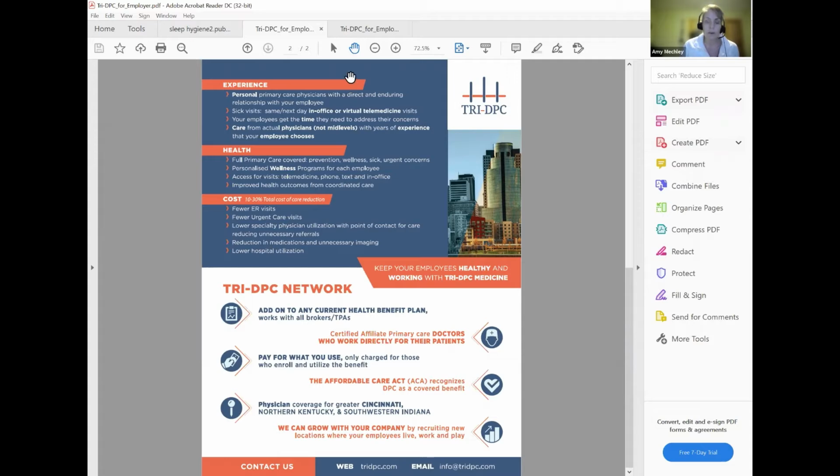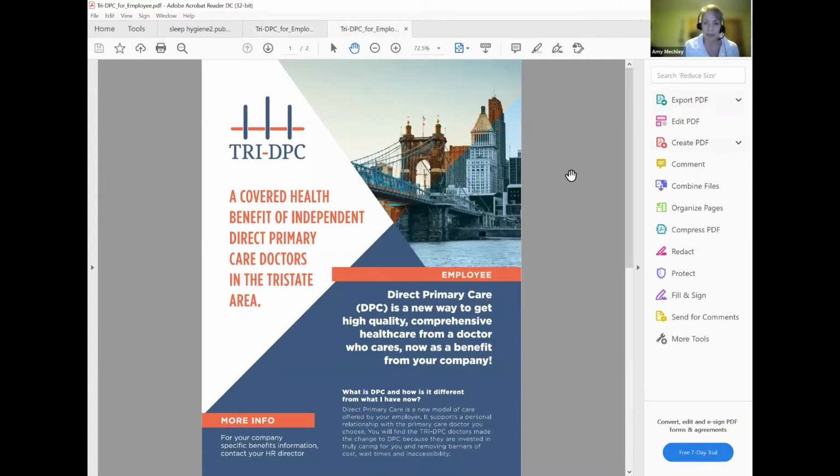So this is what we do for employers, and then what we encourage them to hand out to their employees. And I think this one's even more important. Basically, because with direct primary care, they're kind of like, I don't understand. Are you a specialist? Do I just go to you when I need something, like a doc in the box? Are you my telehealth doctor? So we really have to give a lot.